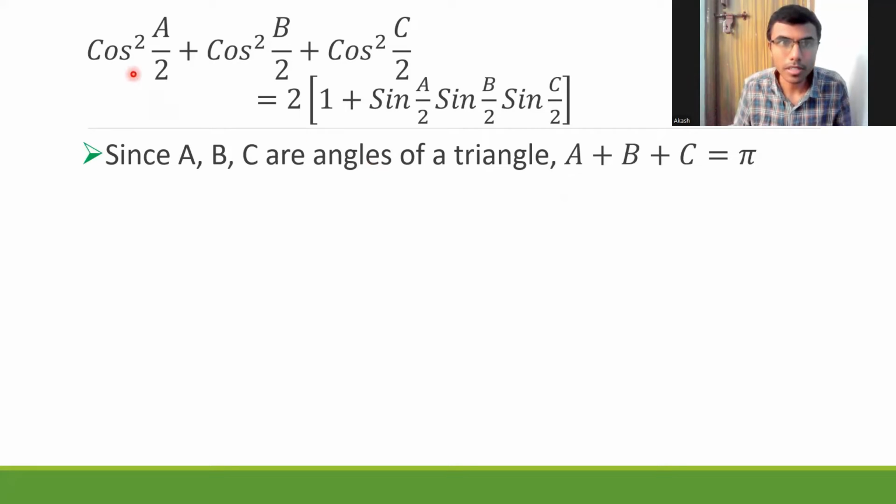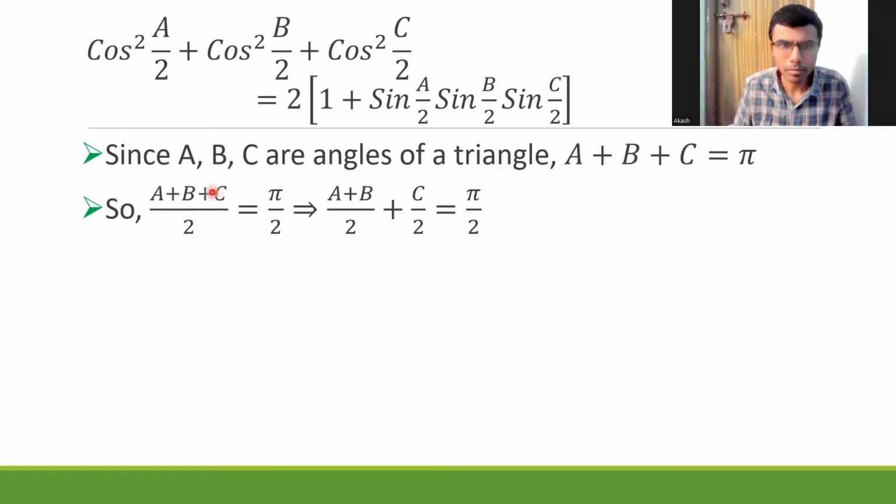Now here, if you'll see in my question, A by 2, B by 2 and C by 2 are involved. So what I'm going to do is divide this A plus B plus C equal to pi by 2, so that I'll be getting A plus B plus C by 2 is equal to pi by 2. And I'm going to split this as A plus B by 2 plus C by 2 is equal to pi by 2. Why? You'll understand it at a later stage, because I'm going to use this equation twice, so that it would help me simplify.